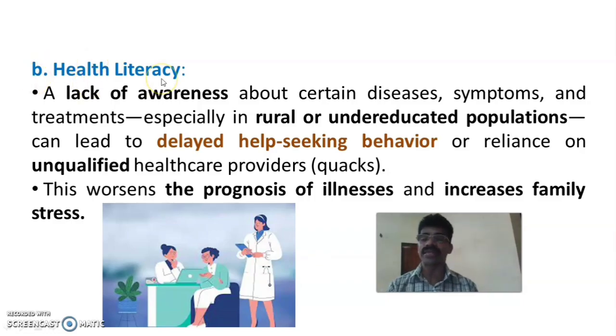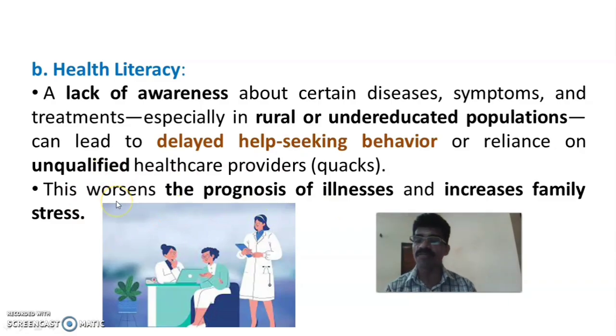The second point is health literacy and health awareness. A lack of awareness about certain diseases, their symptoms, and treatment, or advanced treatment, or primary healthcare services, especially in rural and undereducated or underdeveloped populations, can lead to delayed help-seeking behavior. They may not know about it, so they may not seek treatment as early as possible, or they may rely on unqualified healthcare providers. They have poor knowledge about the availability of health services.